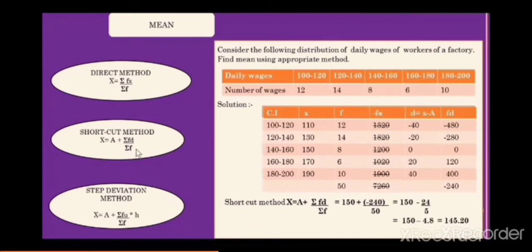For this one, you have to remember 5 columns, because the 4th column is where we multiplied fi xi in the previous direct method. But here we are not going to multiply, we are going to make another column.